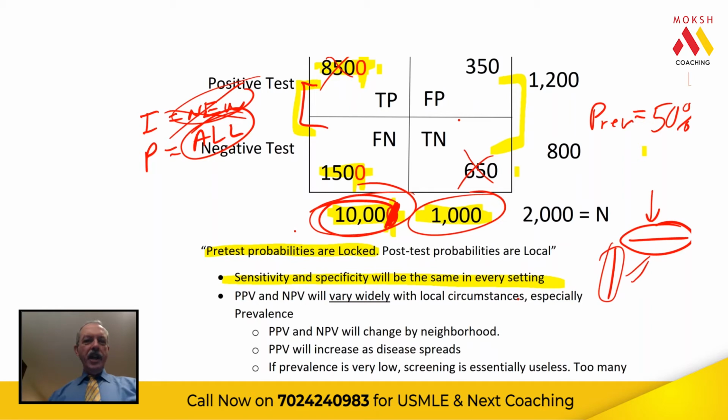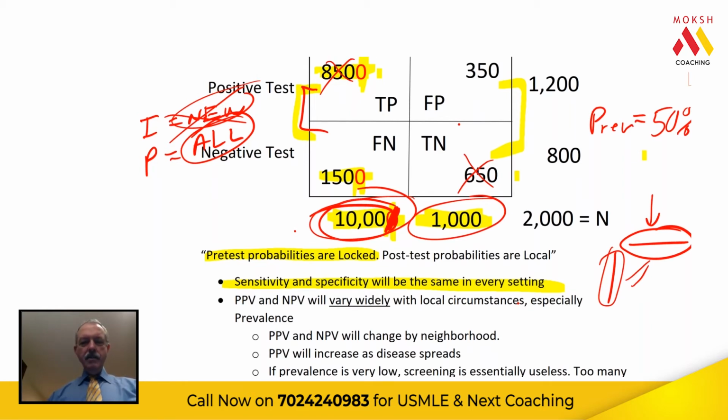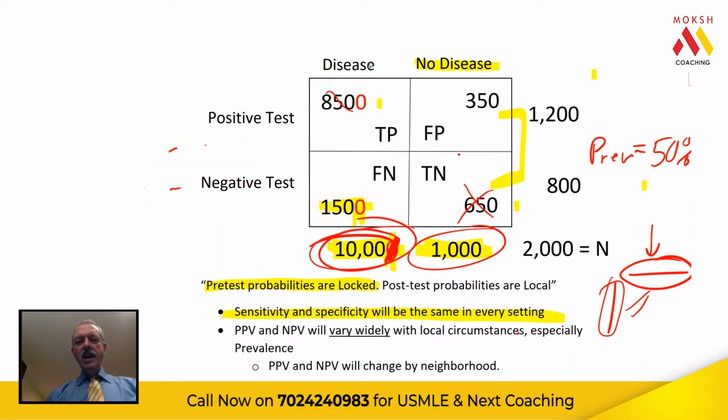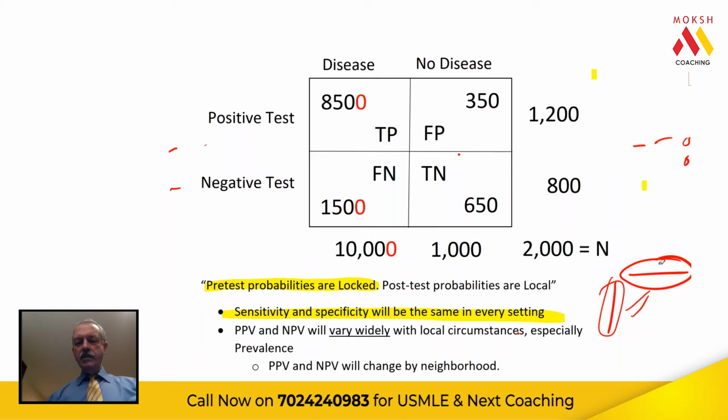When I change the prevalence, it has no impact whatsoever on pretest probabilities. No impact whatsoever on sensitivity or specificity. I say it again, sensitivity and specificity are locked, and they do not change with local circumstances.